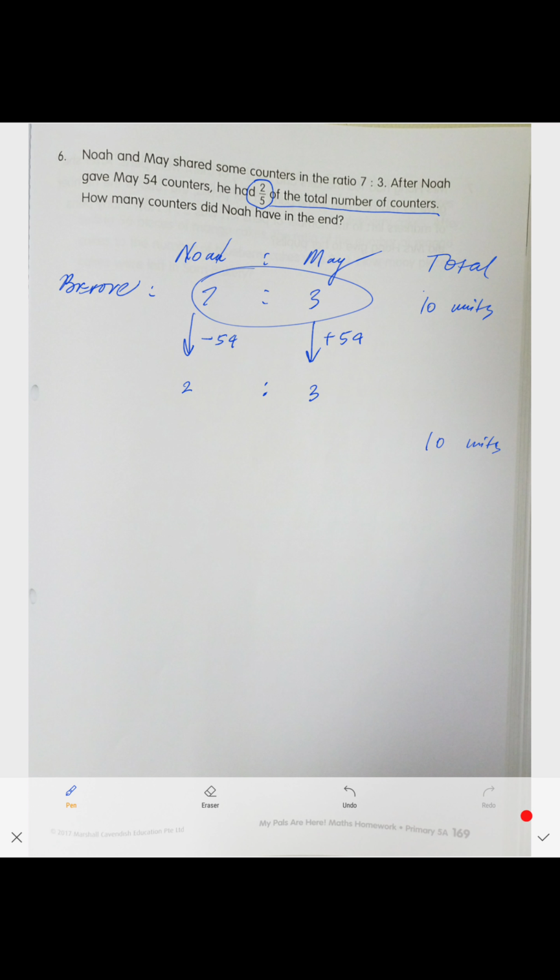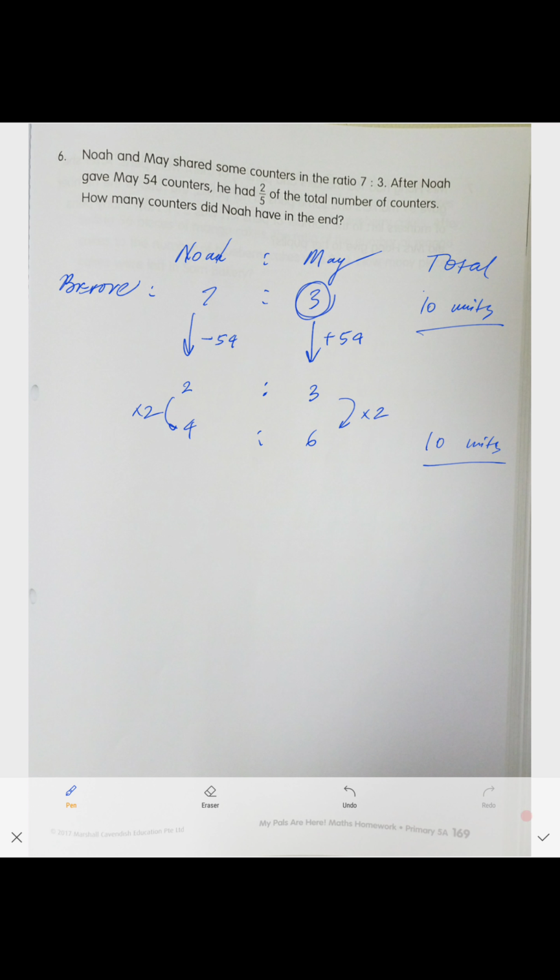Well, this is our equivalent ratio, right? We do it 4:6. We multiply both sides by 2. All right, and now they both become a total of 10 units. Okay, and now you can see what changed after the transfer, right?